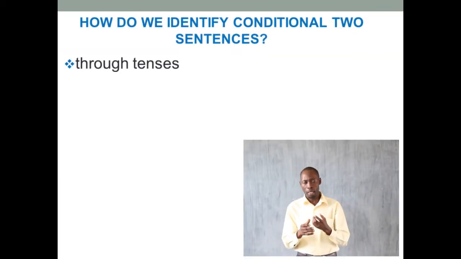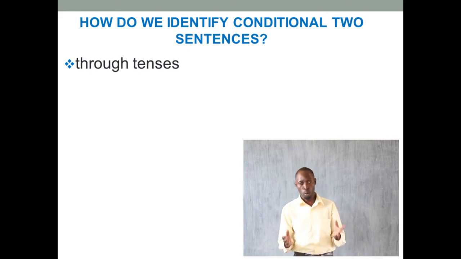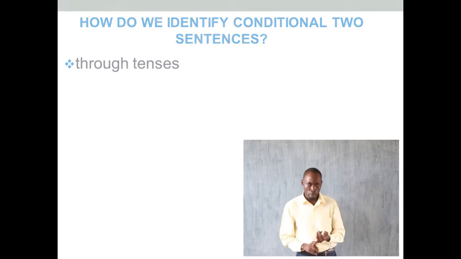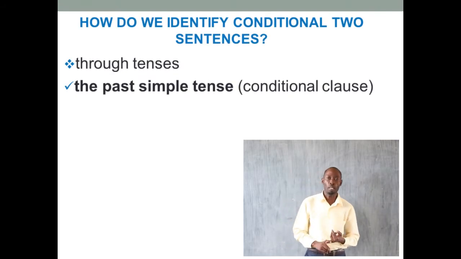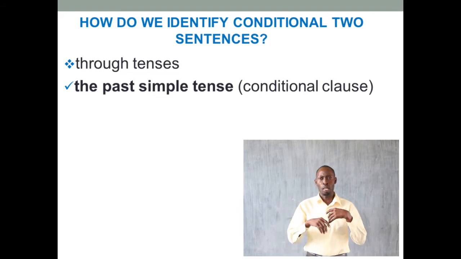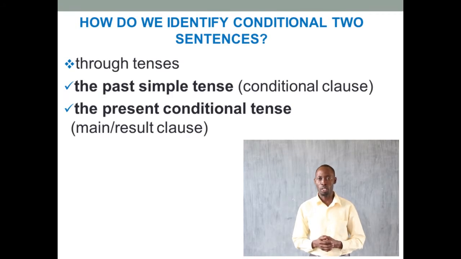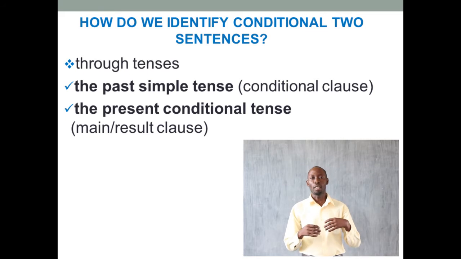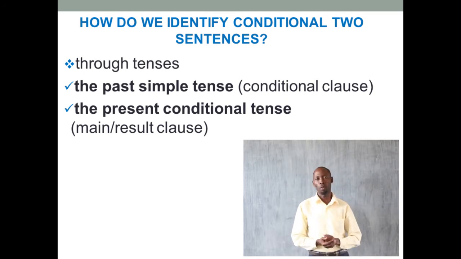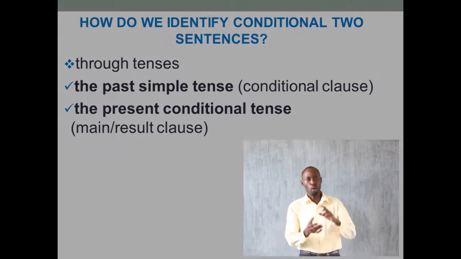So we do this again, as we have seen in other conditionals, through tenses. And what are these tenses? We have the past simple tense, which is found in the conditional clause. Others love to call it the if clause of a conditional 2 sentence. And the present conditional tense, which we find in the result clause or the main clause of the conditional 2 sentence. I don't want to go back into what the conditional clause is, because we have looked at that already. I want us to look forward.